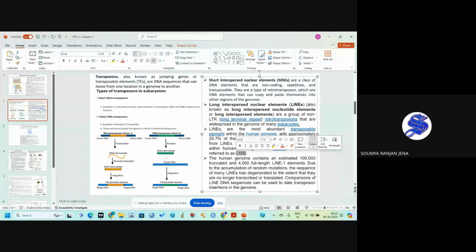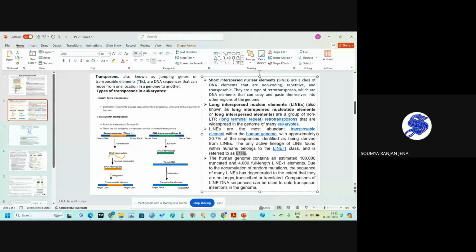These are widespread in our genome, these LINE elements. The human genome contains an estimated 1 lakh truncated and 4,000 full-length LINE-1 elements. These are truncated, meaning these are not functional, and 4,000 full-length LINE-1 elements, due to the accumulation of random mutation. Random mutation means any mutation that happens in our coding or non-coding part of the gene.